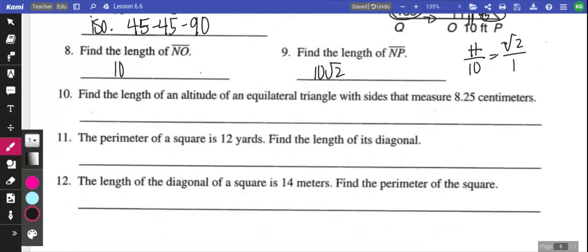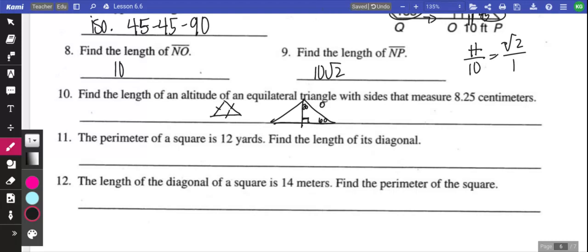The next one says find the altitude of an equilateral triangle. Equilateral means all sides are the same. Therefore, all angles will be the same. And if we're doing the altitude of an equilateral, that would make this a 90. This would be a 60, and this would have to be a 30.